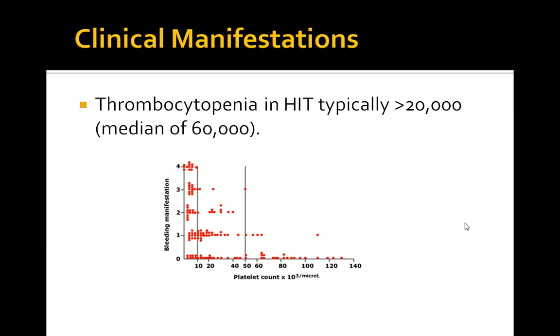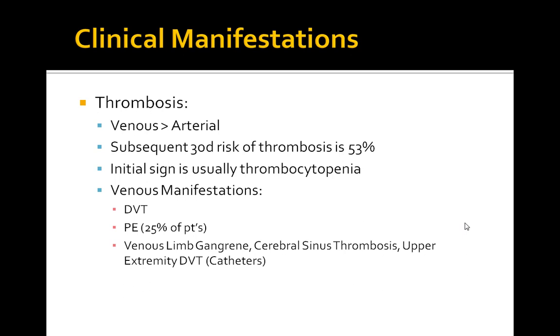Clinical manifestations include thrombocytopenia, and that's the key clue on the test. Thrombocytopenia in HIT is typically greater than 20,000. Okay, the median is 60,000. And so you want to make sure you know that number as you're looking at the board exam question. 20,000 or greater. And there's thrombosis, which is greater in the venous portion than the arterial. Subsequent 30-day risk of thrombosis is 53%. Initial sign is usually thrombocytopenia.